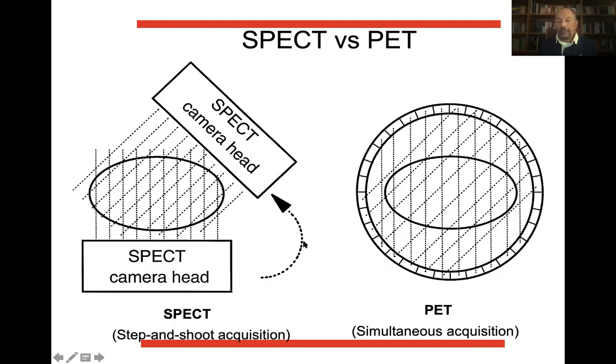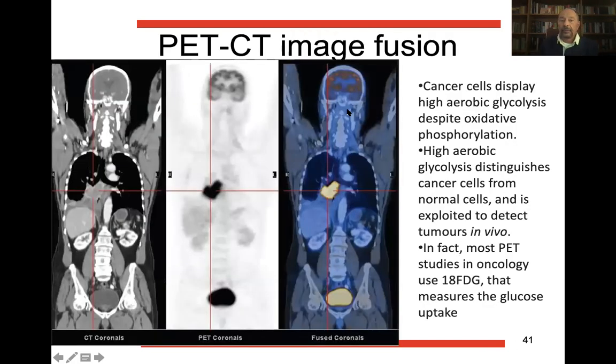Now, of course, if you compare SPECT versus PET, the large advantage is for PET. For SPECT you have to rotate the camera head around the patient, but for PET, having a ring, you have a simultaneous acquisition. And as I told you, eventually you do this PET-CT image fusion with results that are really spectacular.